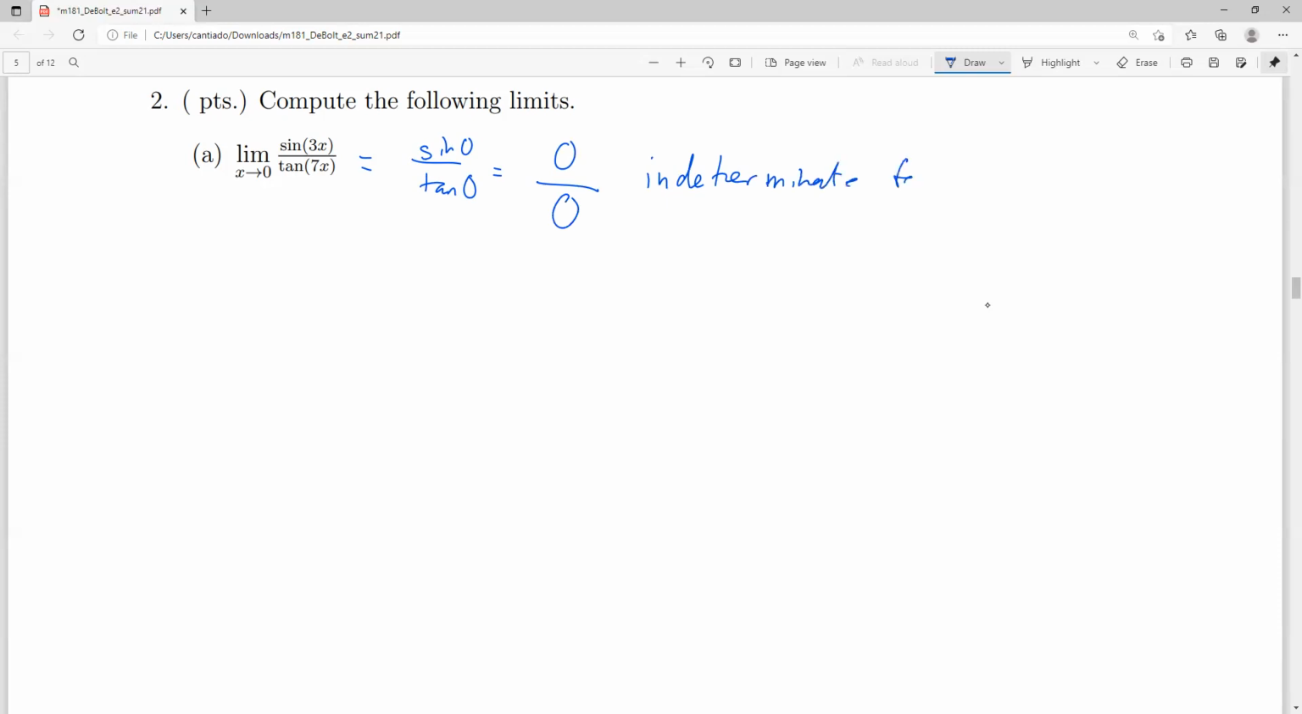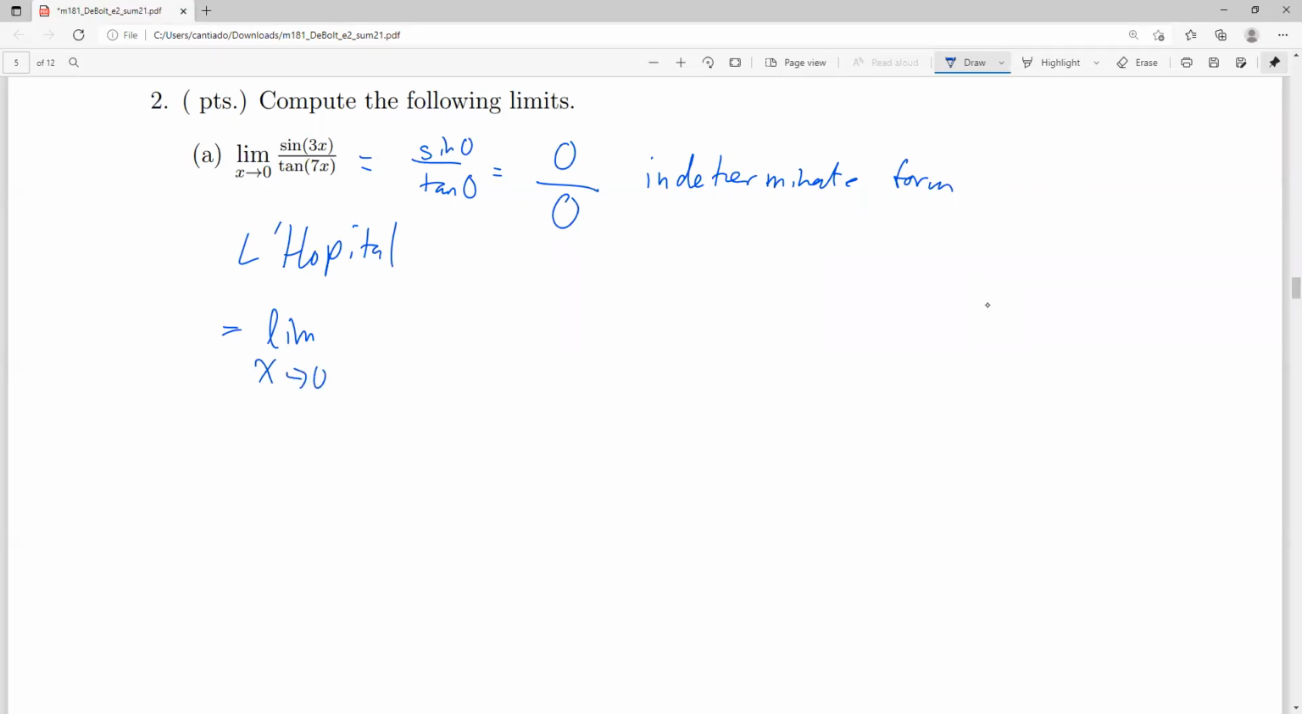I believe that's how you spell it. And because we have an indeterminate form, we can go ahead and apply L'Hopital's rule, right? If we apply L'Hopital's, that means that this limit is actually equal to the limit of the numerator's derivative over the denominator's derivative, right?